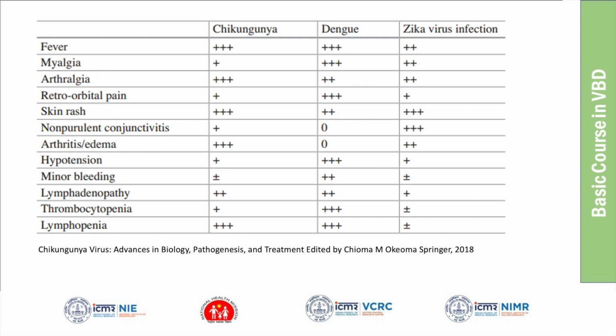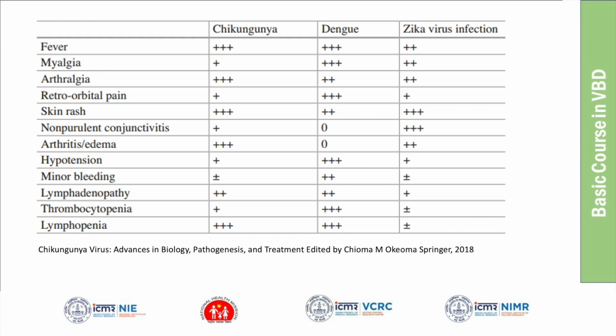Conjunctivitis means red eyes. It is more common in Zika virus. Non-purulent means there won't be pus coming from the eyes, like in a viral infection. The discharge will not be there, just redness of the eyes. So that will be there in Zika. Arthritis and edema are more common in chikungunya.